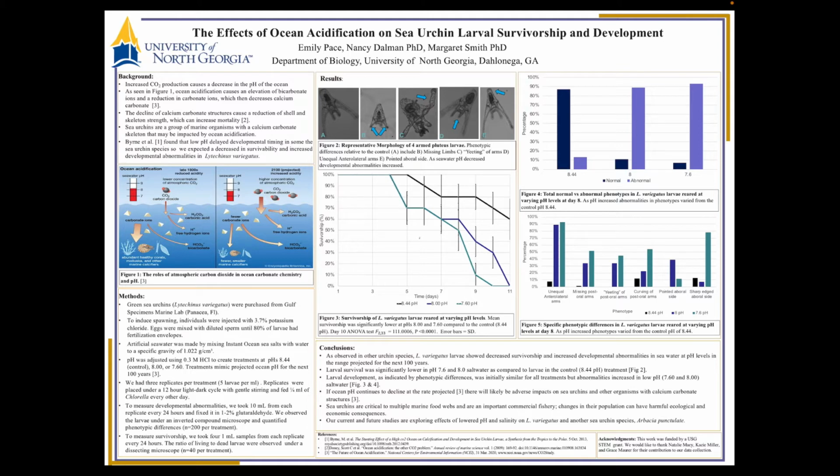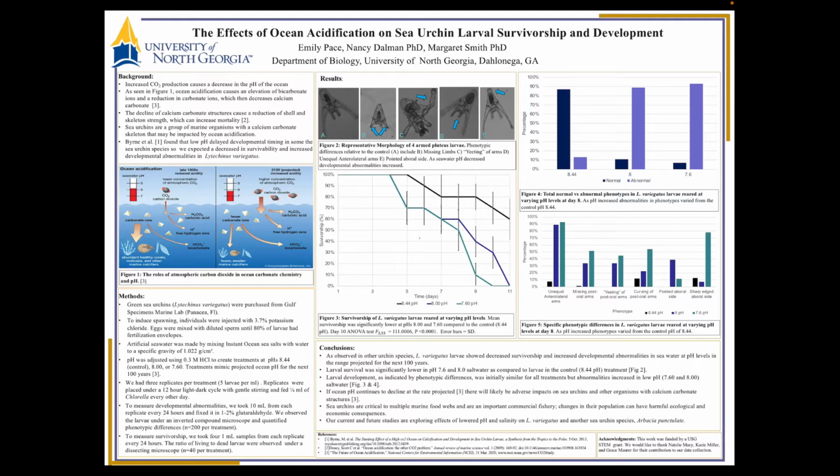Picture A shows a larva from the control treatment. Picture B represents missing limbs. Picture C represents yeeting of arms. Picture D represents unequal anterolateral arms. And picture E represents a pointed aboral side. As seawater pH decreased, developmental abnormalities increased.